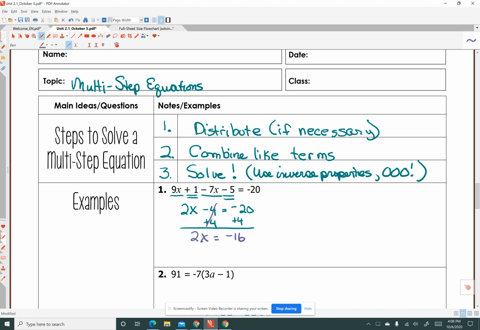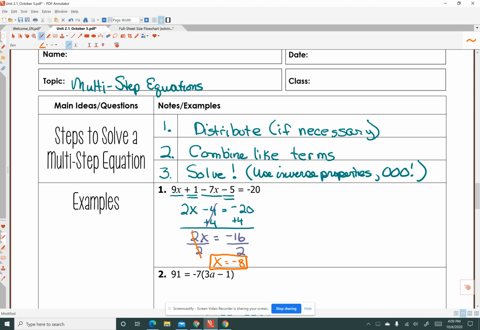Now what is happening to x? X is being multiplied by 2. The inverse of that is to divide by 2. Whatever I do to one side of an equation, I must do to the other. 2 over 2 equals 1, which leaves us with 1x, and negative 16 divided by 2 is negative 8, for a final answer of x equals negative 8.